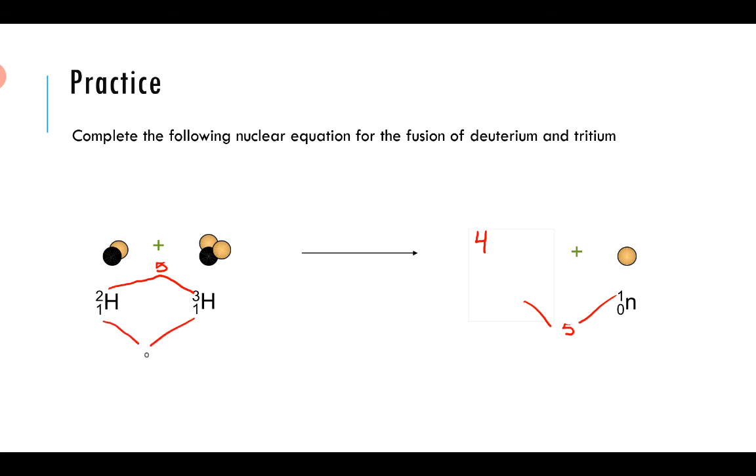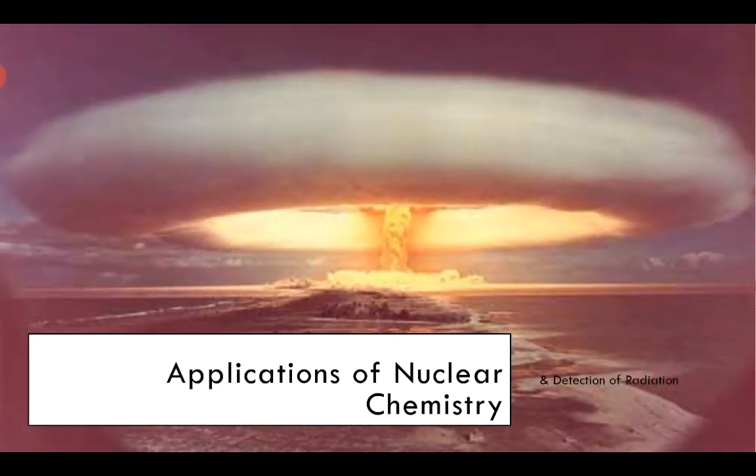My atomic numbers add up to be 2. And so my atomic numbers have to add up to 2. And so then I can look at the periodic table and see what has an atomic number of 2, and that's helium. And so this is the reaction that happens in the sun. Hydrogen is burned into helium at a temperature of millions of degrees.